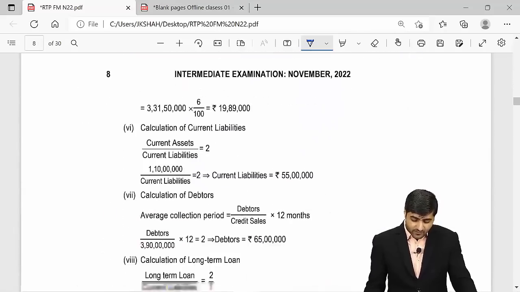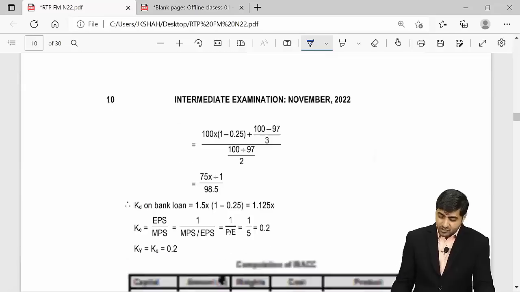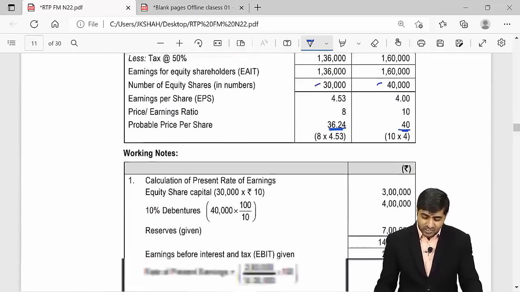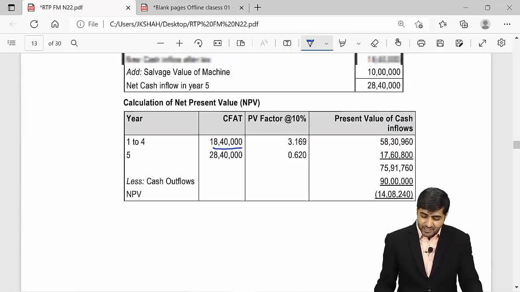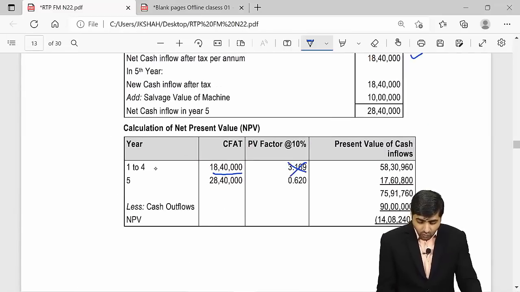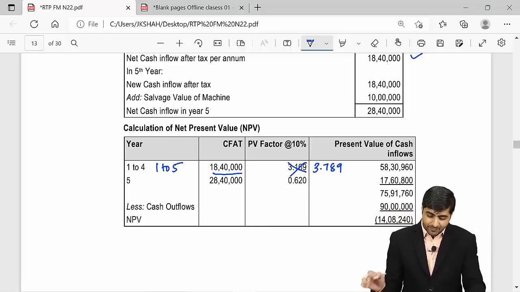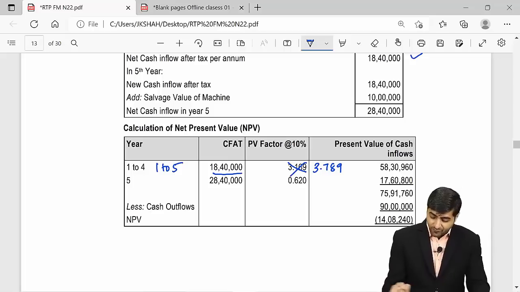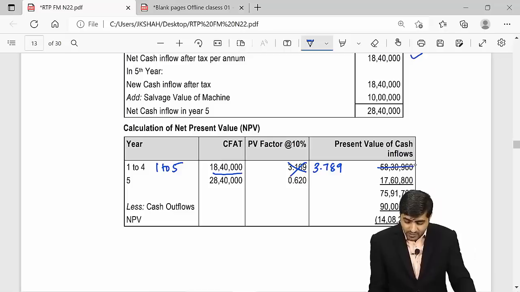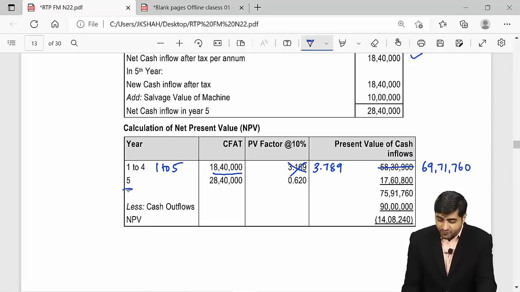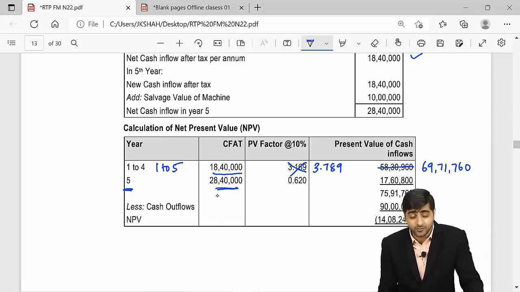So eventually this needs to be multiplied by 3.789 because life of the machine is 5 years. Hence we'll be taking into consideration year 1 to year 5. So that is going to be 3.789, and this 3.789 I will multiply by 18,40,000 because that 18,40,000 is constant for 5 years. So this will now give me 69,71,760, and at the end of the 5th year you will be getting the salvage value, and the salvage value will be 10 lakh rupees.